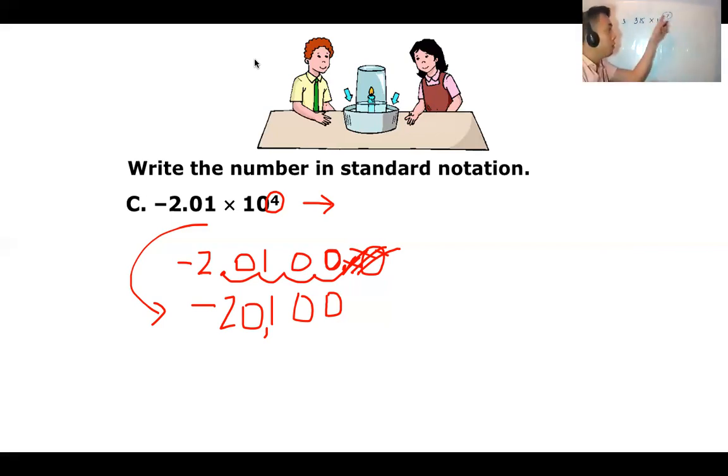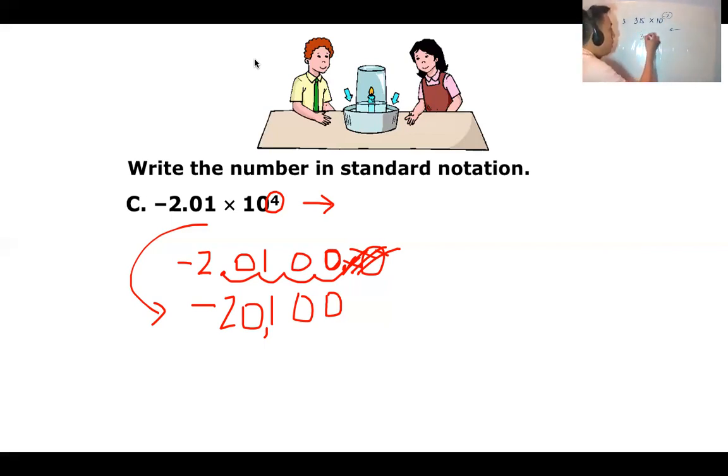If this one is negative, we need to move where? Left or right? Kapag negative, we need to move to the left. Okay, left side tayo.